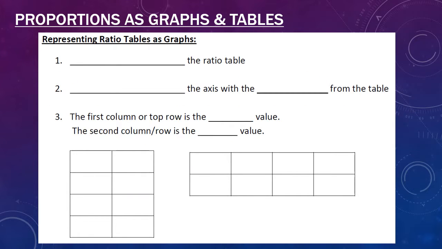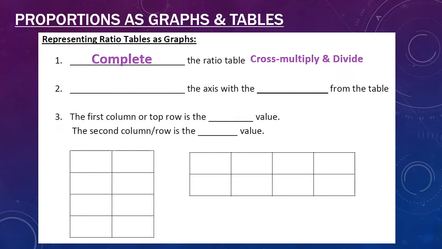So let's talk about the steps when you're going from a table to a graph. If we're going from a ratio table to a graph, number one, you need to complete the ratio table first. That means cross multiply and divide, the steps that you have to do to complete that ratio table. Make sure that ratio table is completely filled in.